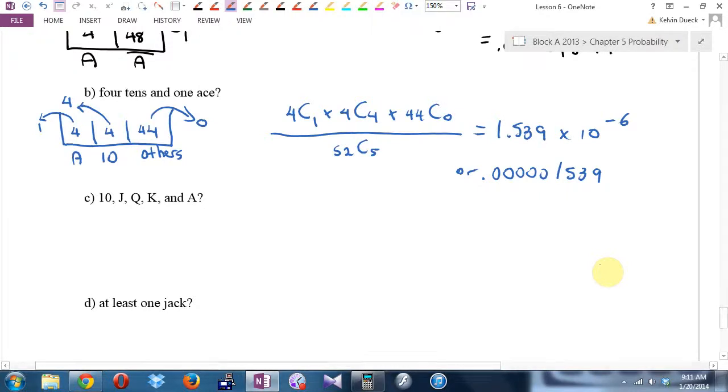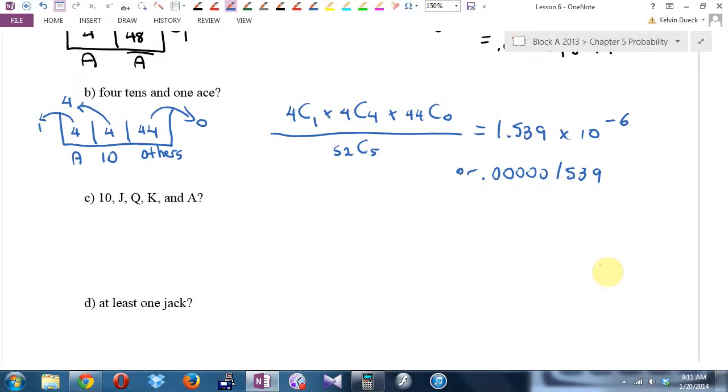C. 10, Jack, Queen, King, Ace. What do you call this hand here? Yeah, it's a straight, because I didn't just define suits. If it was all in the same suit, that's the best hand. It's called the royal flush. Means you've got all the same suit and all in order. That's the best hand. As far as I know, no hand beats that in 5-card draw. Here, we're just saying in that order, but they could be hearts or diamonds, so I don't care.